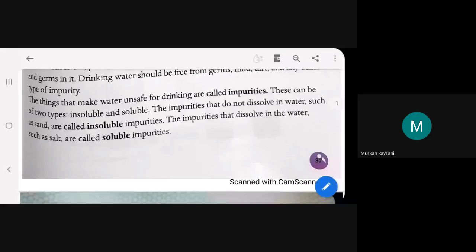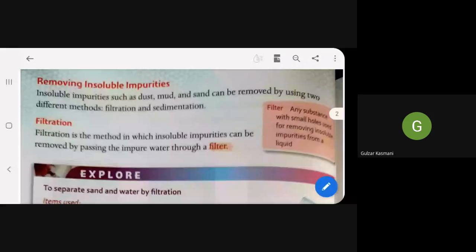How many types of impurities are there? Two types. One is known as soluble and the other is insoluble impurities. Yesterday we learned that one type of insoluble impurities can be purified by using which method?